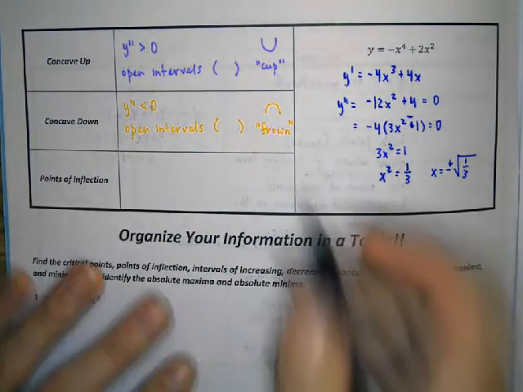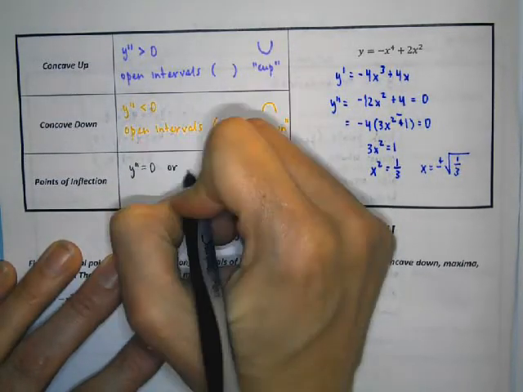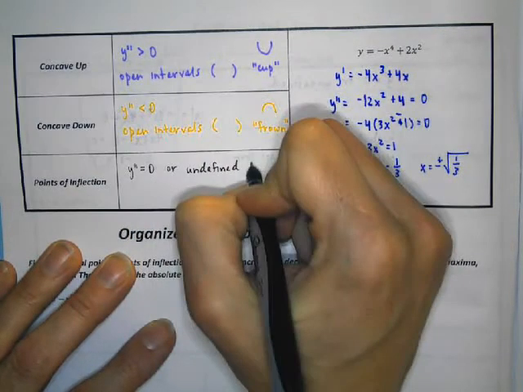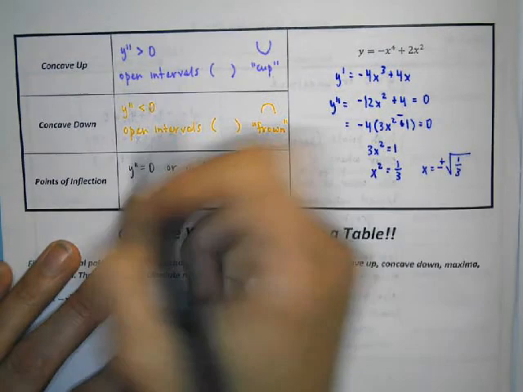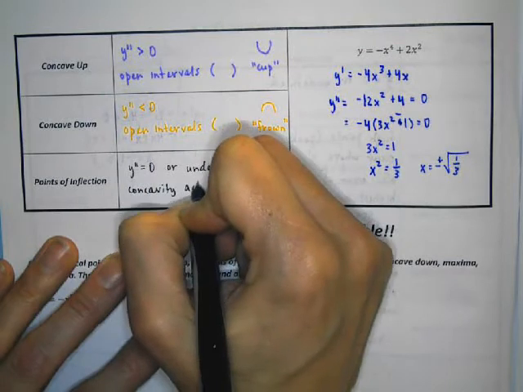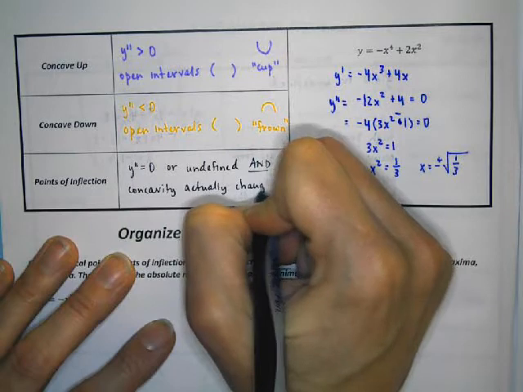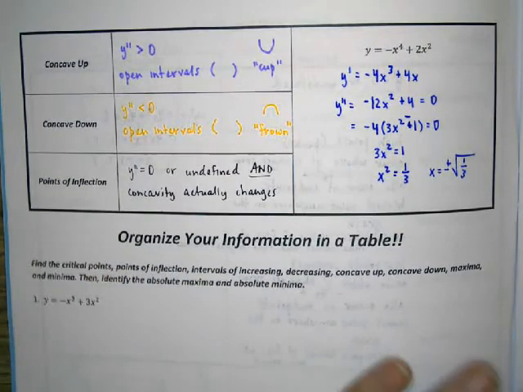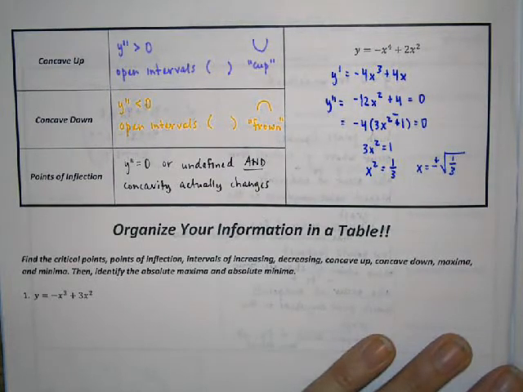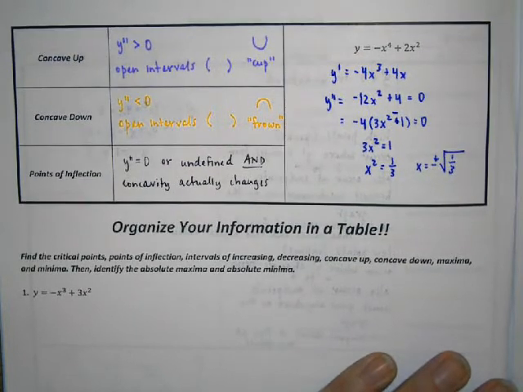And then our points of inflection are points where y double prime equals 0 or it's undefined, and the concavity actually changes. So until we make our table, all that we can say is that these are potential points of inflection. We don't know that they're actually points of inflection until we make our table.